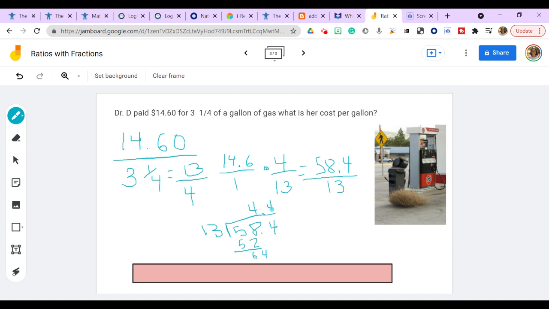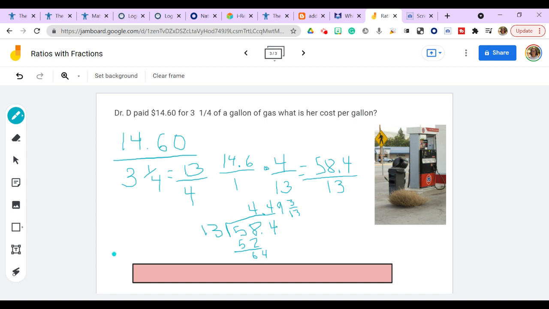Not quite enough for another group of 13. And then that'll be 120. And then I'm going to add here a 9. 9 times 13 will give me 117. And that difference will be 3. So it will be $4.49 and 3/13. And does that make sense?